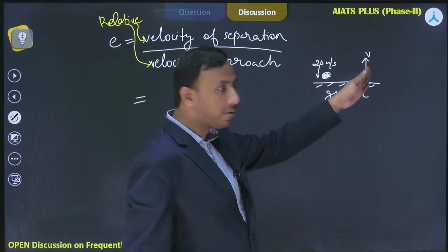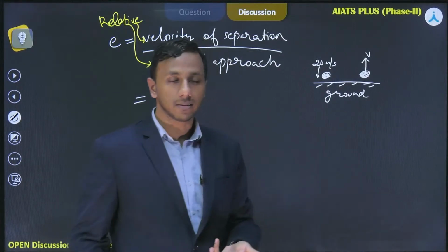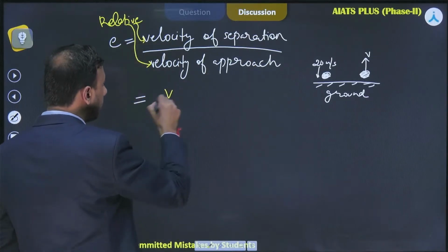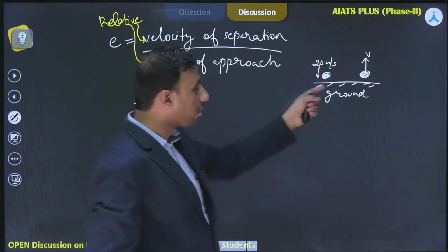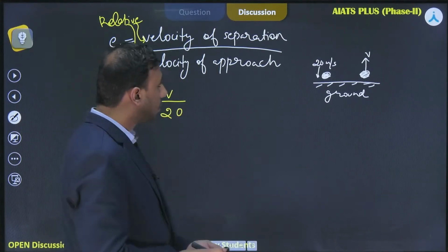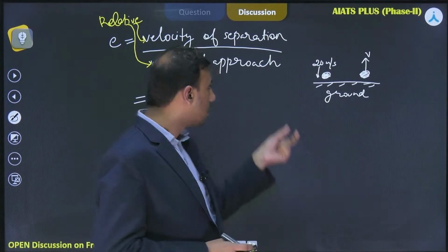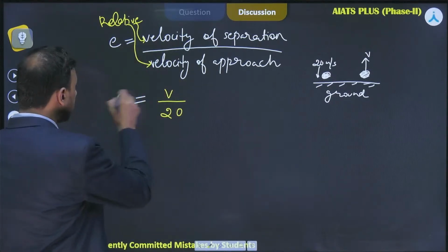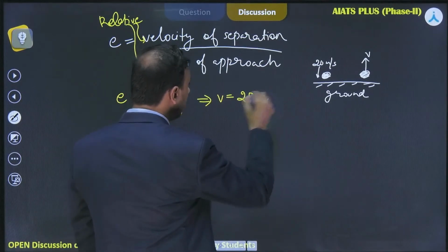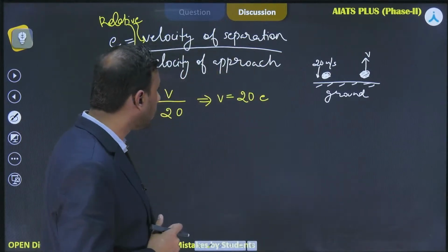So tell me, what is the relative velocity of separation of ball with respect to ground? It will be V only. Why? Because ground is at rest, and the ball is only moving. So this relative velocity of separation will become V only. And what would be the relative velocity of approach? It is 20 only, isn't it? Because the ball is approaching with speed 20 meters per second and the ground is like that only, even after the collision. So V by 20 is equal to E. Right? So what would be V from here? V is equal to 20E.